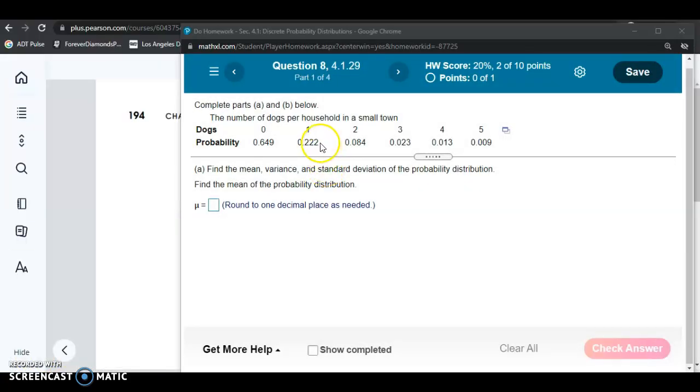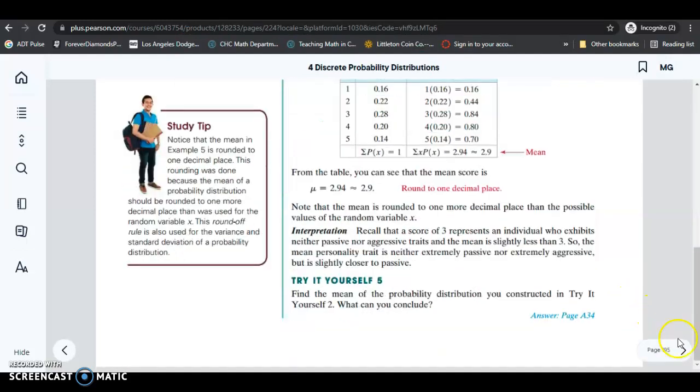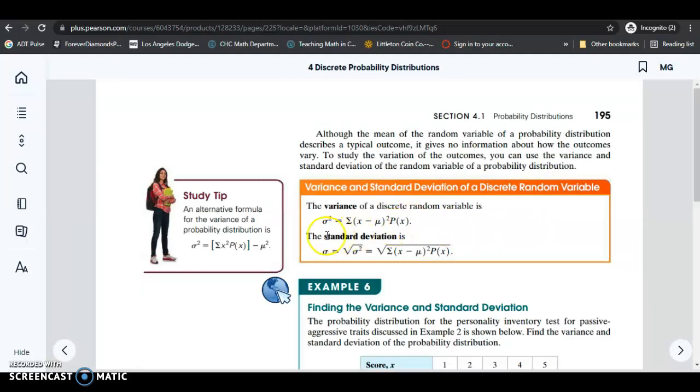So in question 8, we have this table which gives the number of dogs per household in a small town. The number of dogs is a whole number between 0 and 5, and then you have the corresponding probabilities. In part A, it wants us to find the mean, variance, and standard deviation of this probability distribution. If you look in the book, there are formulas for calculating the mean, and likewise for the variance and the standard deviation.